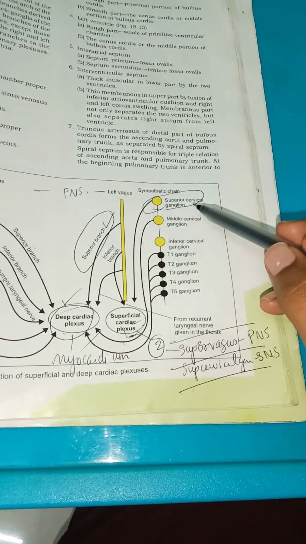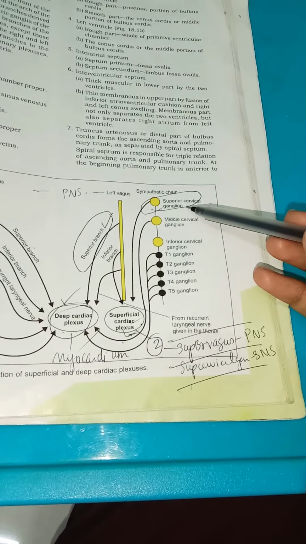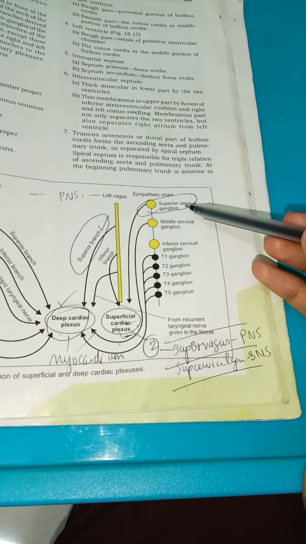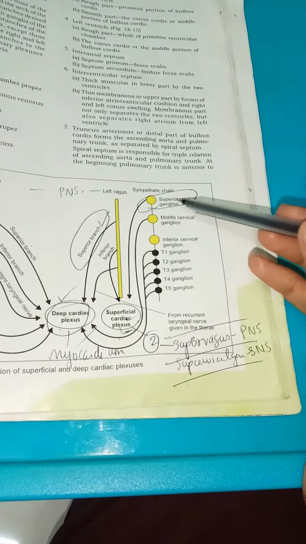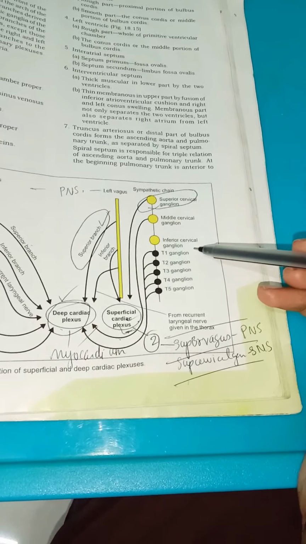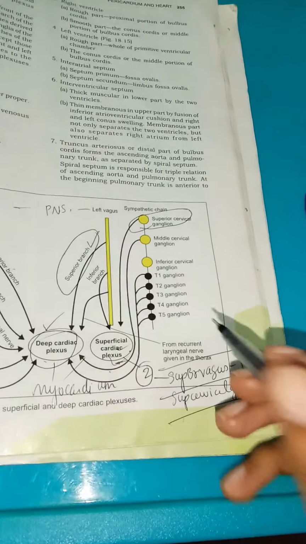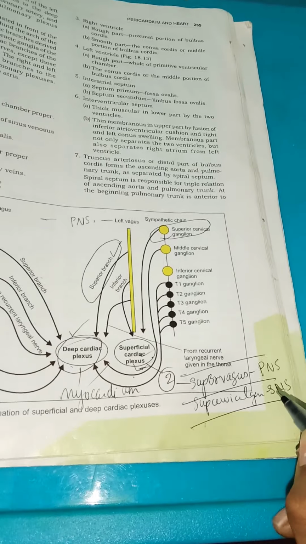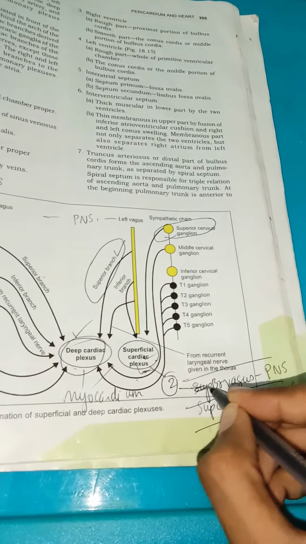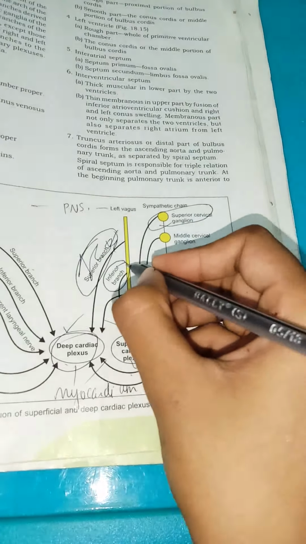And next, coming to the sympathetic chain, your superior cervical ganglion will come here. There's the middle cervical ganglion, inferior cervical ganglion, T1 to T5, all go to the deep cardiac plexus. Oh, sorry, here regarding the PNS, it's not a superior branch, it's an inferior branch. If you see the diagram keenly, then you will understand it's an inferior branch. The inferior branch is the exception and the superior cervical ganglion is the exception.